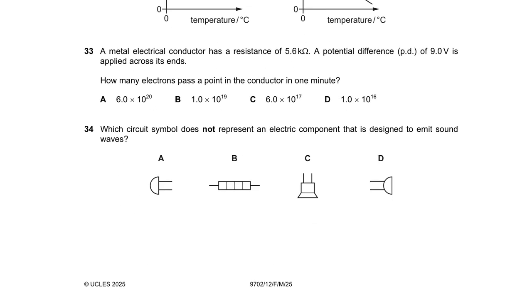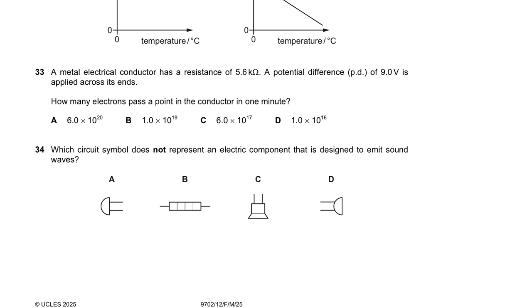Question number 33 says a metal electrical conductor has a resistance of 5.6 kilo ohms. A potential difference of 9 volts is applied across its ends. How many electrons pass a point in the conductor in 1 minute? Now, this requires some working. Step 1. I is equal to V upon R. Let's find out the current.